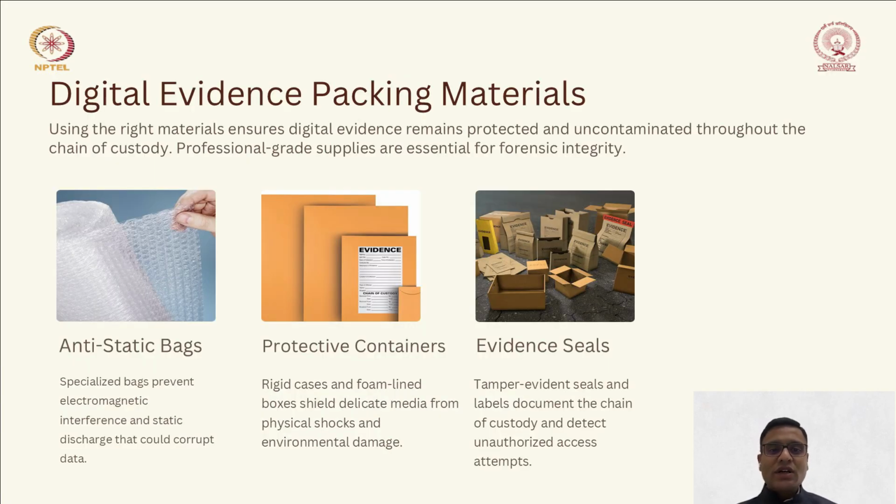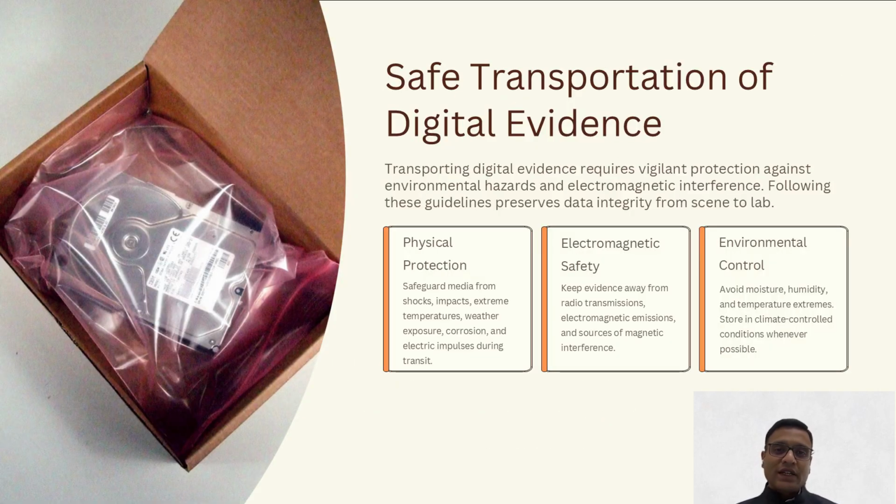These are some essential packaging materials which are used. Evidence seals, the labeling of evidences, etc., is very essential. This is on the whole how we handle the digital evidences by ensuring the integrity of the device and the data inside it. Transportation also becomes very important. How do I transport? Because the environmental conditions can also affect the data inside. Moisture, humidity, extreme heat and pressure need to be avoided, and electromagnetic safety conditions should also be ensured.